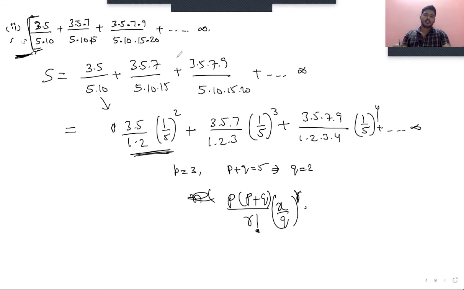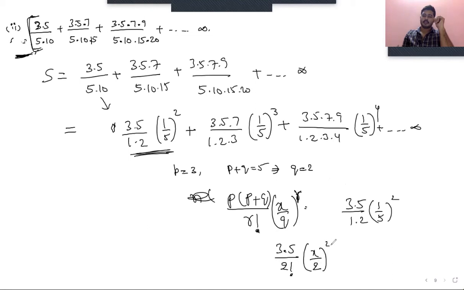Okay, so now if we compare these two terms, 3 into 5 by 1 into 2 into 1 by 5 whole square. Now we already know the values of p and q, right? So if you substitute, 3 into 5 by 2 factorial into x by 2 whole square, so this should be equal to this. If you compare both of these, we'll get to know that the value of x is 2 by 5. So we know that the value of p is 3, value of q is 2, and value of x is 2 by 5.